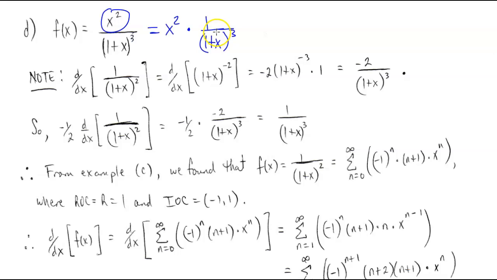Now, if we look at this 1 divided by (1 plus x) quantity cubed, we know based off of the previous example, where we had 1 divided by (1 plus x) quantity squared, that we're not going to be able to rewrite that in a geometric series form immediately, okay? So we're going to have to take advantage of what we know as far as our derivatives and antiderivatives to be able to help us out here, okay?